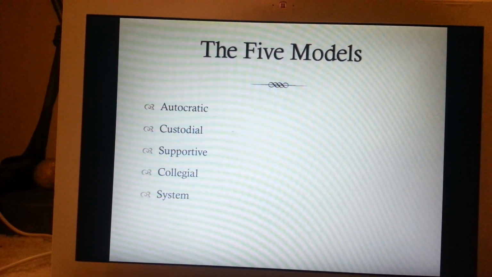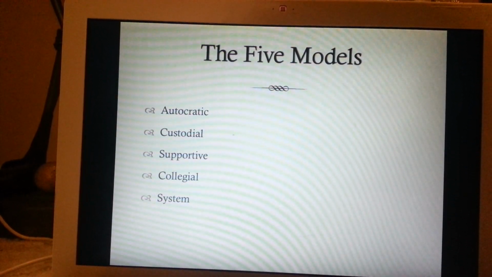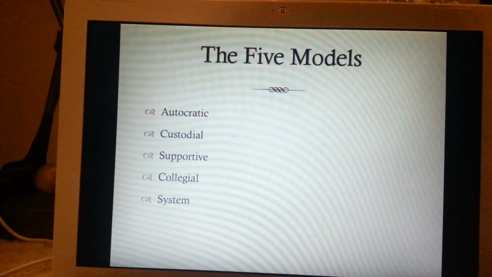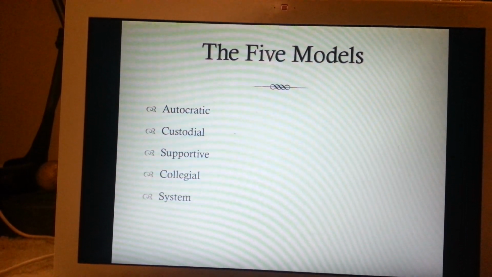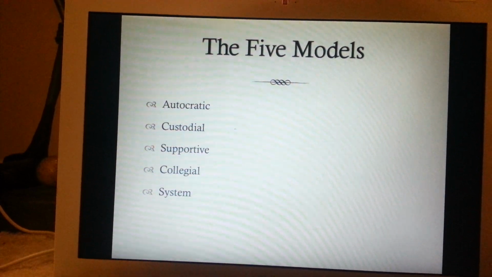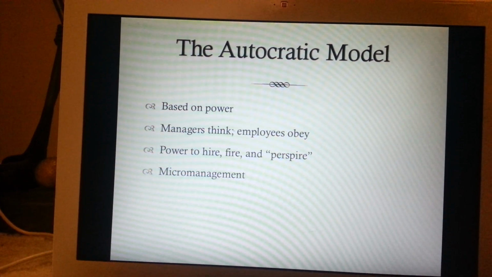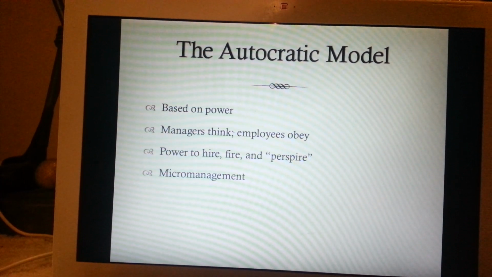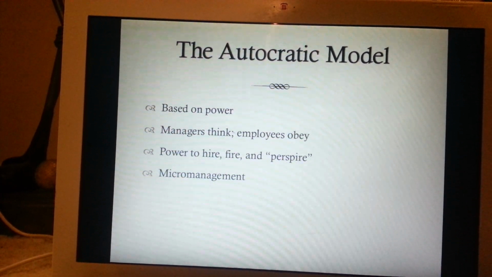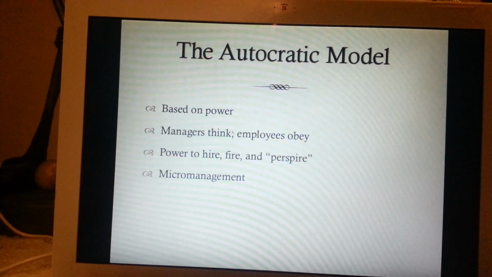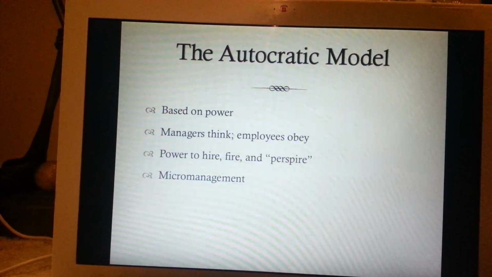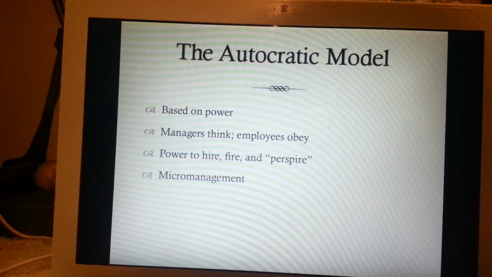Now, McGregor's work eventually led to the 5 models of organizational behavior. They are the autocratic, custodial, supportive, collegial, and system. The autocratic model depends on power. The management position is one of authority. Employees must be directed, persuaded, and pushed into performance. Employee orientation is obedience to the boss, but not respect to the manager.